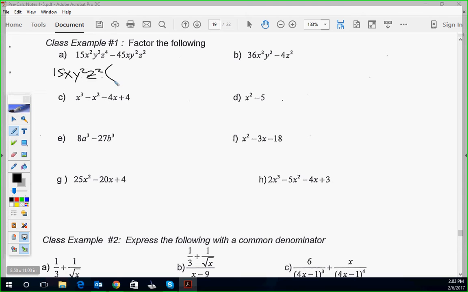So 15 came out, so it's gone. It has a 1. X squared, we took 1x out, we have 1x left. Y cubed, we took 2 of the y's out, we have a y left. Z4, we took 2 of them out, we have 2 left. 45 divided by 15 is 3. We took an x out, we took a y2 out, we took a z2 out. That's it. That's all that's left there. So that's all you can do. That's just a GCF factoring.